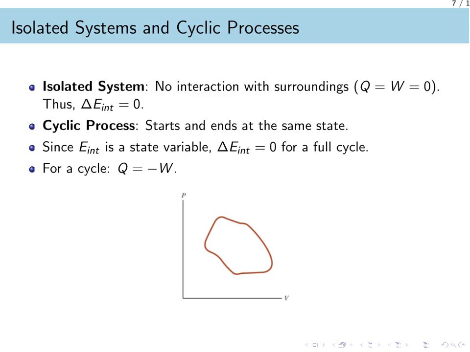A cyclic process is one that eventually returns to its original state, forming a closed loop on a PV diagram. Because internal energy is a state variable, the total change in internal energy over a full cycle must be zero. For these cycles, the energy added to the system by heat must be equal to the negative of the work done on the system, which corresponds to the area enclosed by the loop.